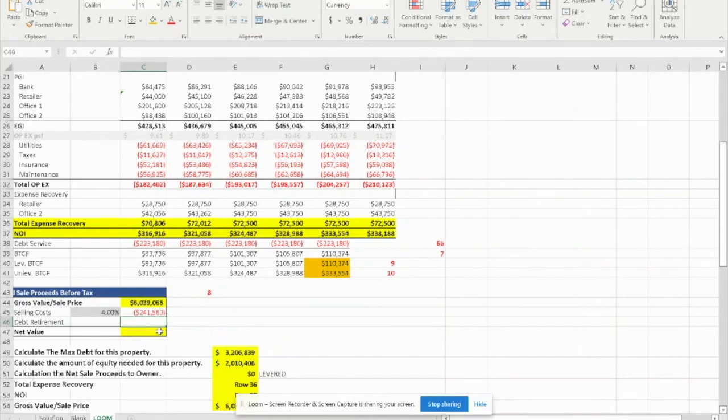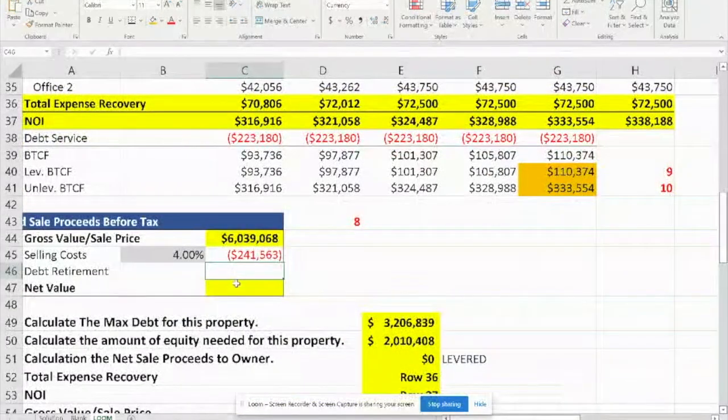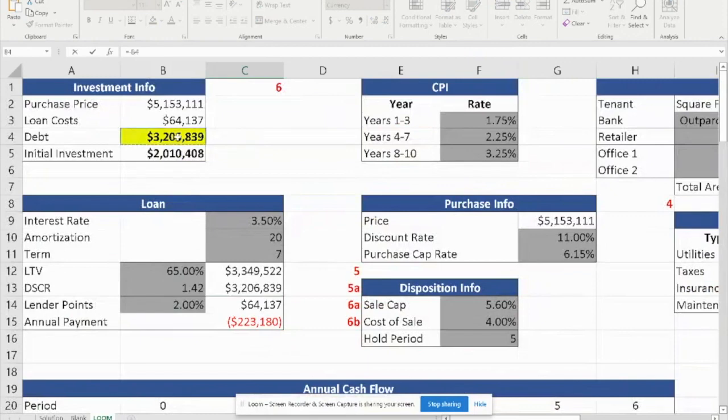So it's going to cost you $241,000 to sell this property at the rate of 4% as a selling cost. The next step is the hardest part for a lot of students, which is calculating the debt retirement. But by now you should be able to do it pretty easily. The debt retirement, using this function, is going to be equal to negative the debt amount, which is the 3.2 million, minus this cumulative principal function.